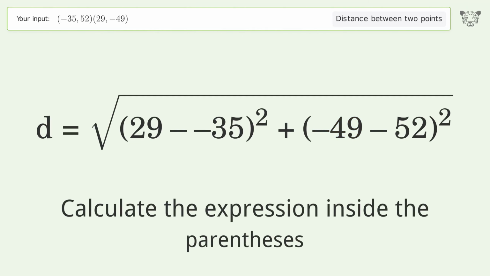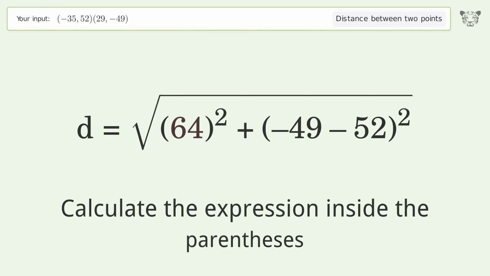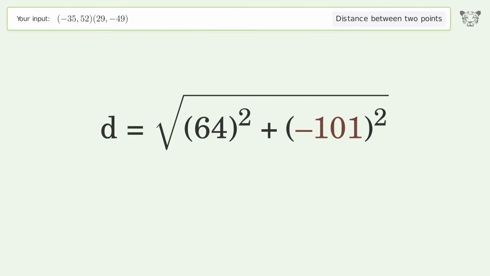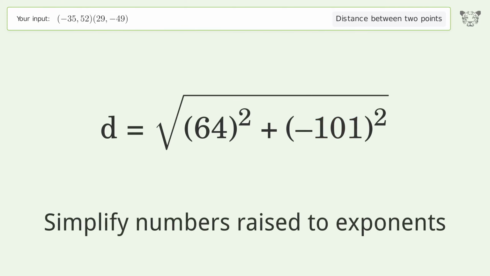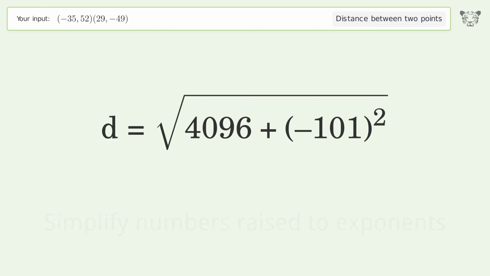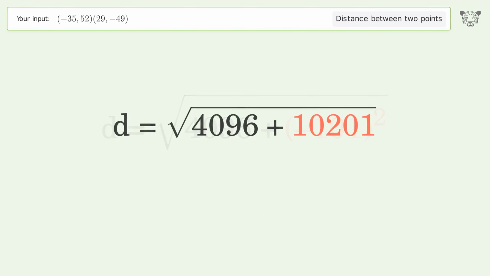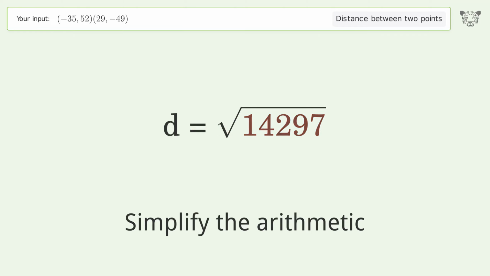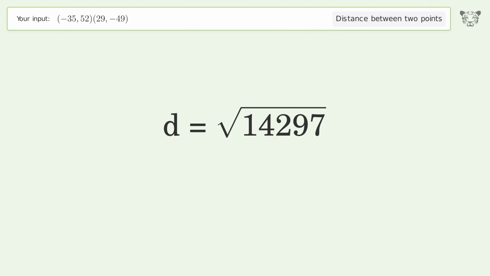Calculate the expression inside the parentheses. Simplify numbers raised to exponents. Simplify the arithmetic. And so the distance between the 2 points is the square root of 14,297, or 119.57.